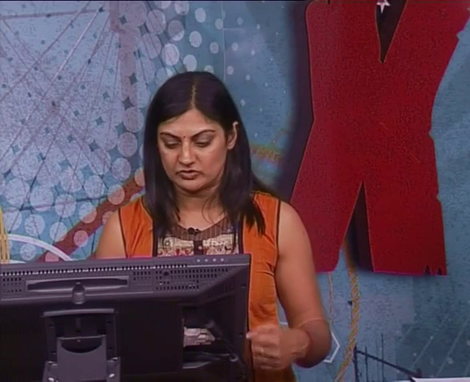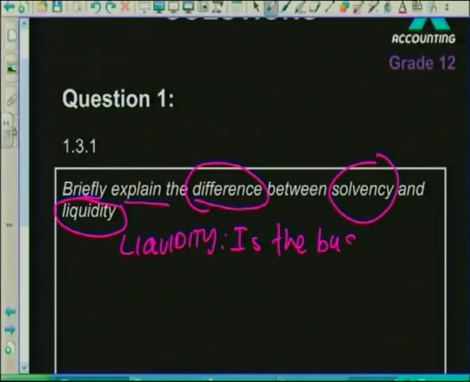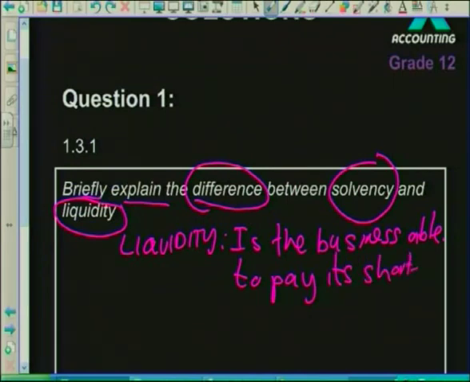Let's start with liquidity. Now, when we look at liquidity ratios, we are looking at whether the business is able to pay its short-term debts. In other words, can the business meet its short-term obligations? So liquidity, if I had to explain liquidity, is the company or the business able to pay its short-term liabilities.